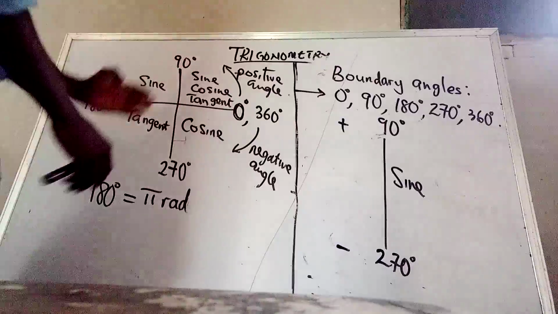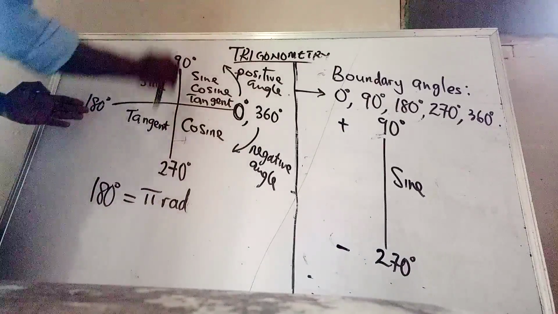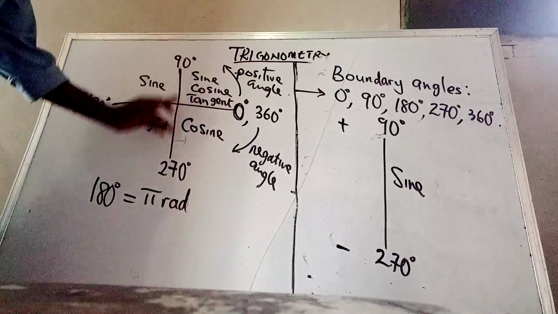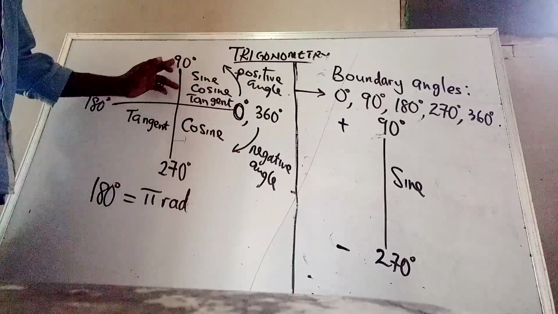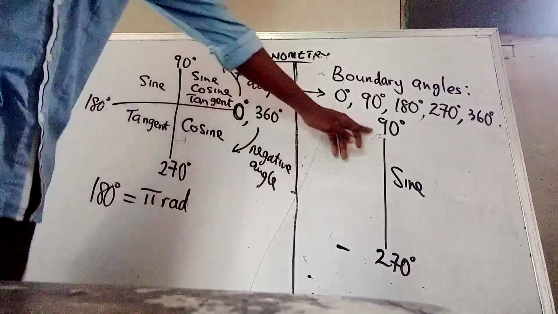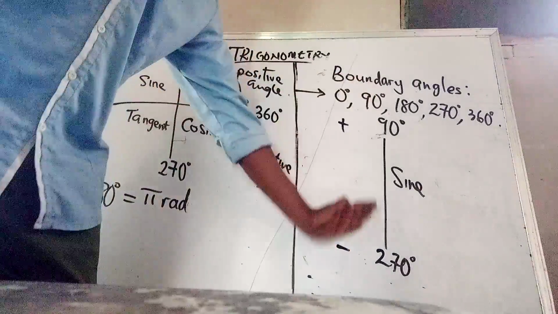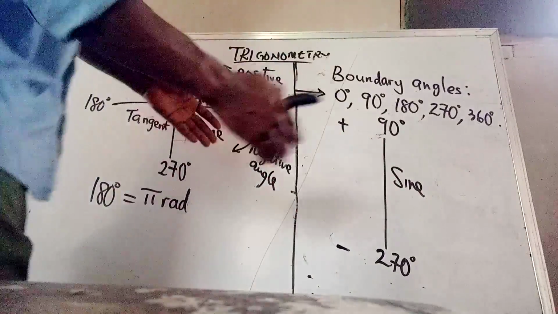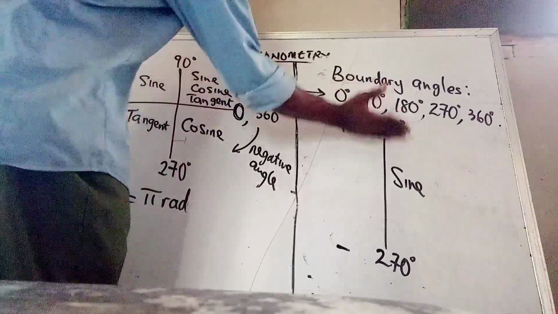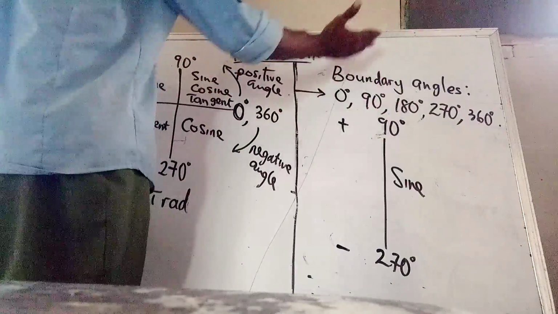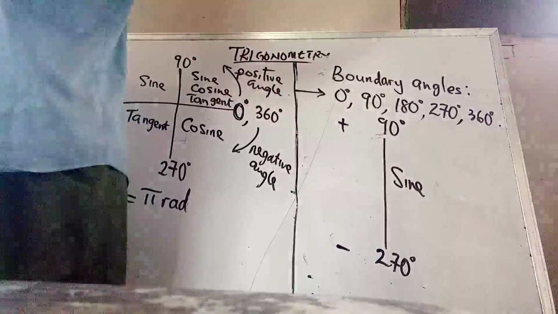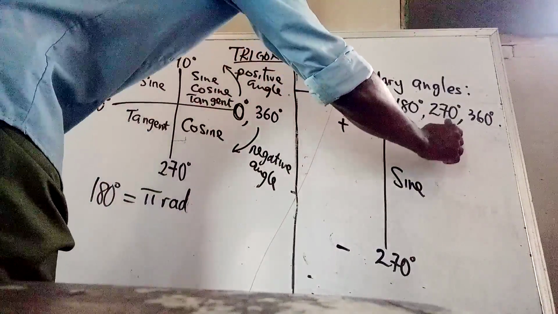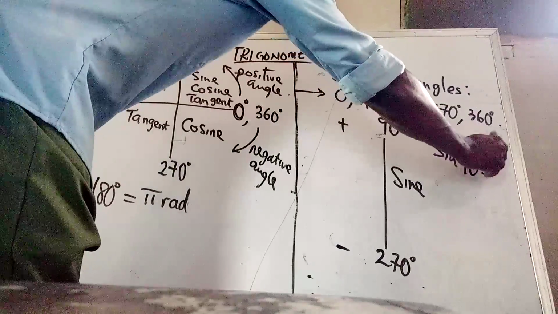Now, let me talk about the vertical boundary line on the quadrant, which is this. You can see that the vertical line connects 90 and 270 degrees. The claimer of that boundary line is sine. Now, according to your graph, the upper side of the y-axis is positive, while the lower side is what? Negative. It means if you check for sine 90 degrees with your calculator, it will give you positive 1.